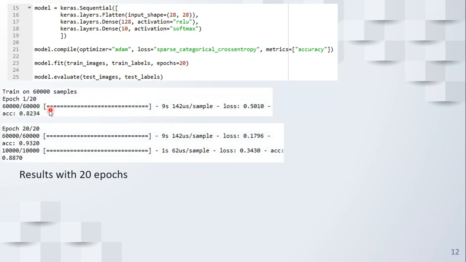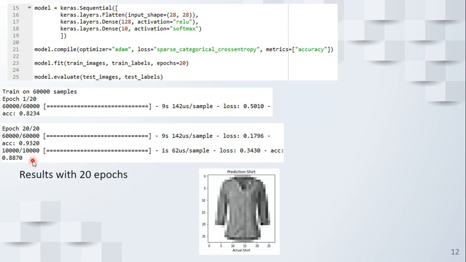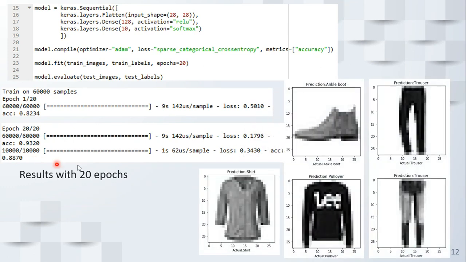You can see that the first epoch had 82% accuracy, and the last epoch had 93% accuracy. But you can see that the tested accuracy was 88.7%. As stated before, the model may be able to somewhat memorize the training images, get a better accuracy in the training. The first 5 images were all correct.